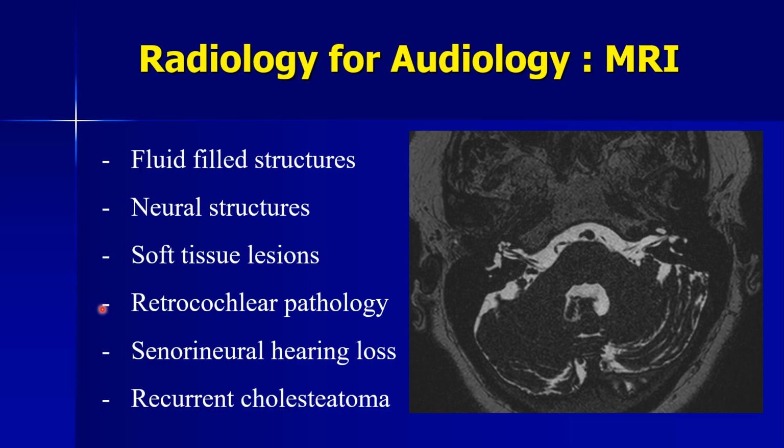MRI is especially useful in the setting of asymmetric sensorineural hearing loss, where we are looking for any retrocochlear pathology such as vestibular schwannoma or neuroma. MRI is also very useful in distinguishing early stage cholesteatoma, as we discussed in the previous slides, and also for the evaluation of a recurrent cholesteatoma after the surgery by utilizing the characteristics of restricted diffusion in these cholesteatomas that can be demonstrated on diffusion weighted imaging in the MRI.